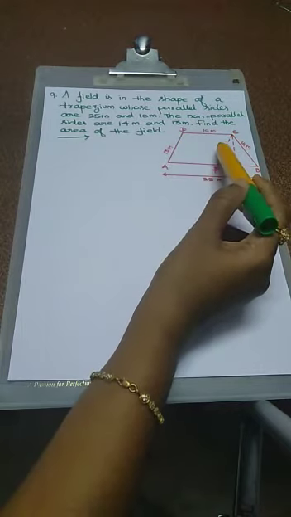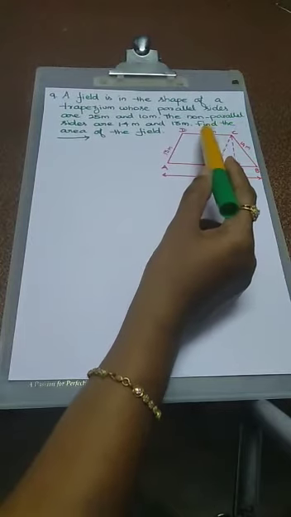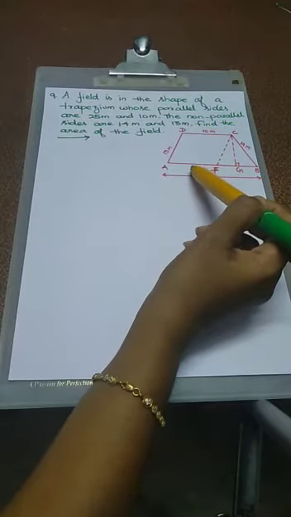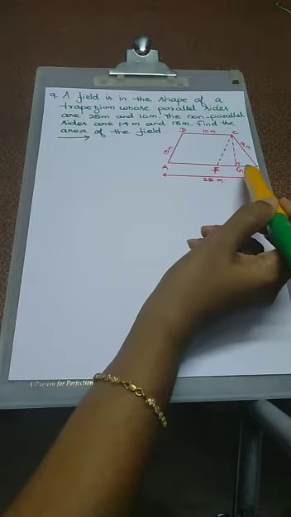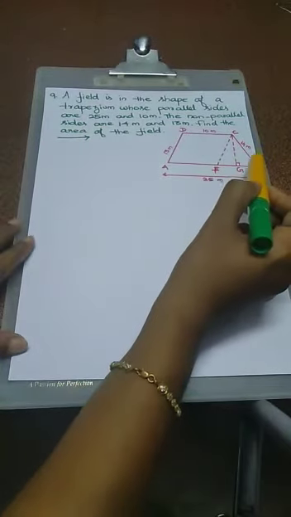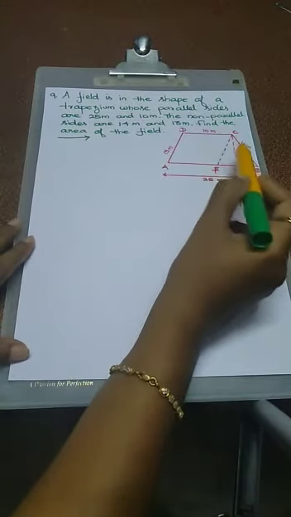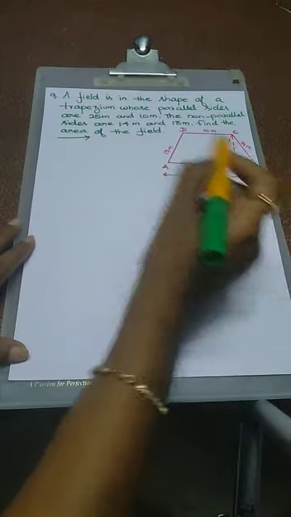This is 13, this value also 13. So CD is parallel to AF. So CD 10 meter means AF also 10 meter. So easily we have to calculate the BF value, that is 15 meter. So first we calculate the area of a triangle BFC. Then we just equate the value with this. Easily we calculate the area of a trapezium.